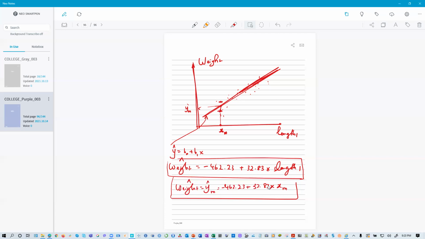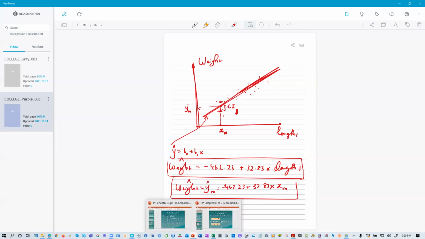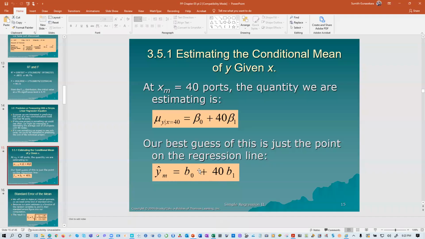These two, that's called the confidence interval. Why confidence interval? The interval, confidence interval. I'm going to say CI, confidence interval. How do you get that one? That's the one they were explaining over here.